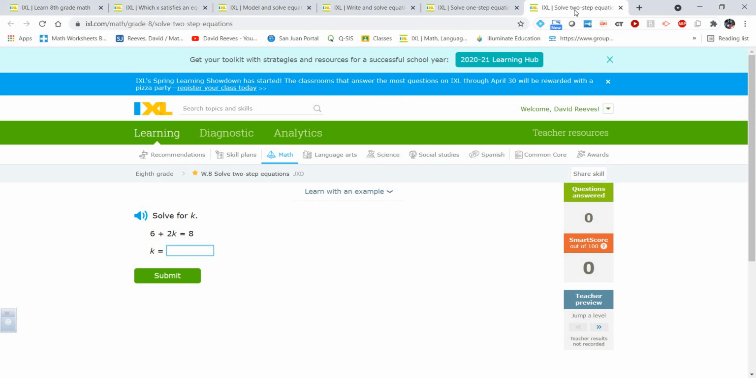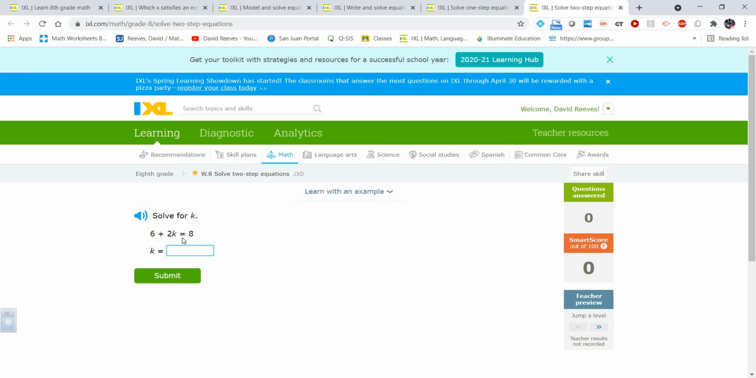So what are we going to do here? We're going to take this equation here, and we're going to solve it by using inverse operations. We're going to do the opposite operations in the opposite order. Uh-oh, my Moby is not wanting to work here, so I'm going to restart it. But while we're waiting, if we look at this equation, I've got 6 plus 2k is equal to 8.